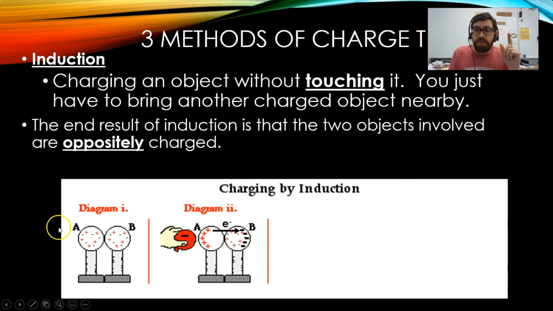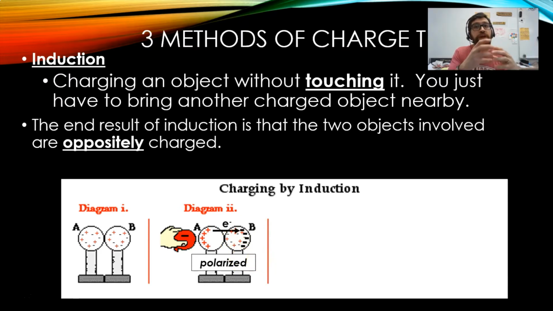Now, get this. Notice there was an equal distribution here already. What we've effectively done is just polarize this object, which means we've created a negative side and we've created a positive side. And the way that we've done that is simply by moving a negative charge close by and causing electrons to move away. Note, if this charge is positive, think about this, what direction would the electrons go?